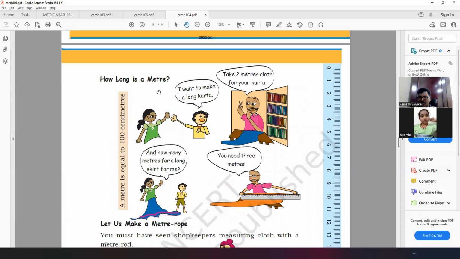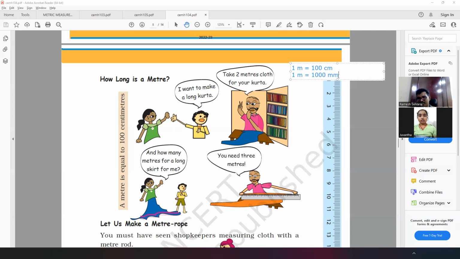How long is a meter? Do you know how long is a meter? Yesterday we have seen, right? 1 meter is how much centimeter? 100 centimeter. Yeah, right. 1 meter is 100 centimeter. And 1 meter is how many millimeter? 10 millimeter. No, 1 meter is 1000 millimeter, right? Because 1 centimeter is 10 millimeter. So 100 centimeter is 1000 millimeter.